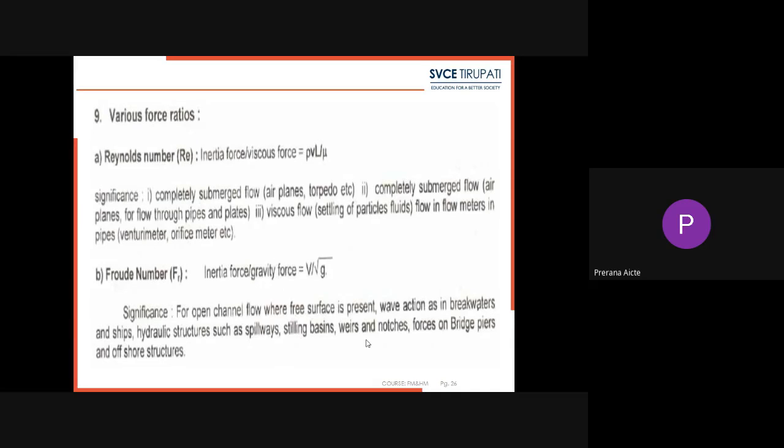The significance of this Reynolds number is in completely submerged flow, that is, for airplanes and torpedoes, etc. And for flow through pipes and plates. Another significance is viscous flow, settling of particles, fluids, and flow in flow meters in pipes, like venturimeter, orifice meter, etc.